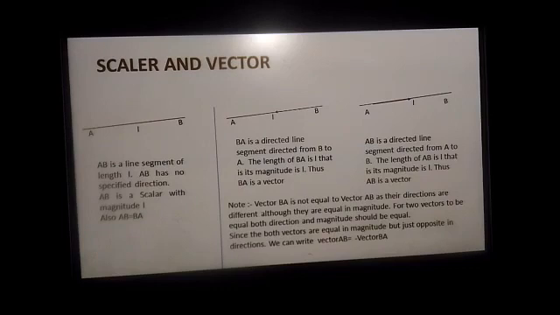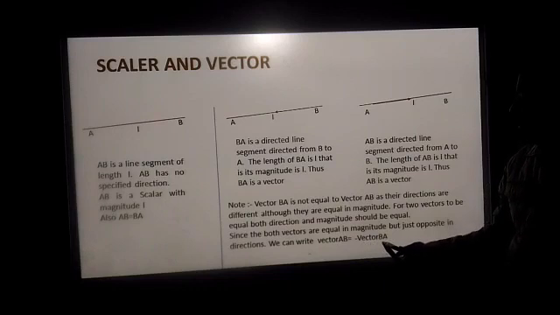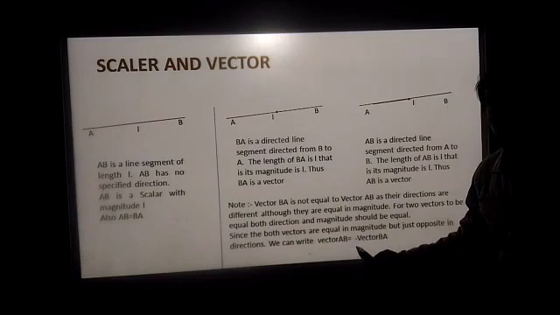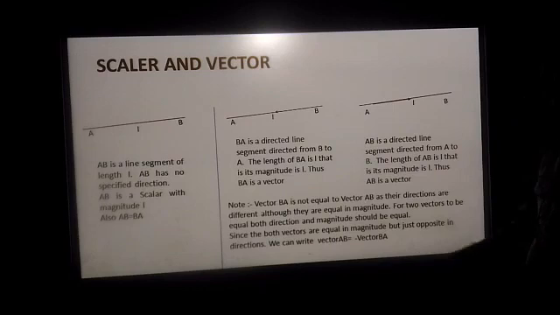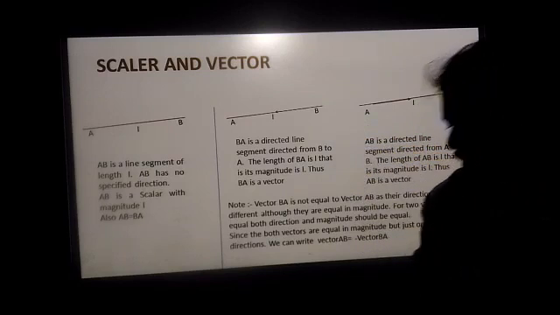Since both the vectors are equal in magnitude but just opposite in direction, we can write vector AB will be equal to negative of vector BA. Here I have written the negative sign. This negative sign shows that they have opposite direction to each other.